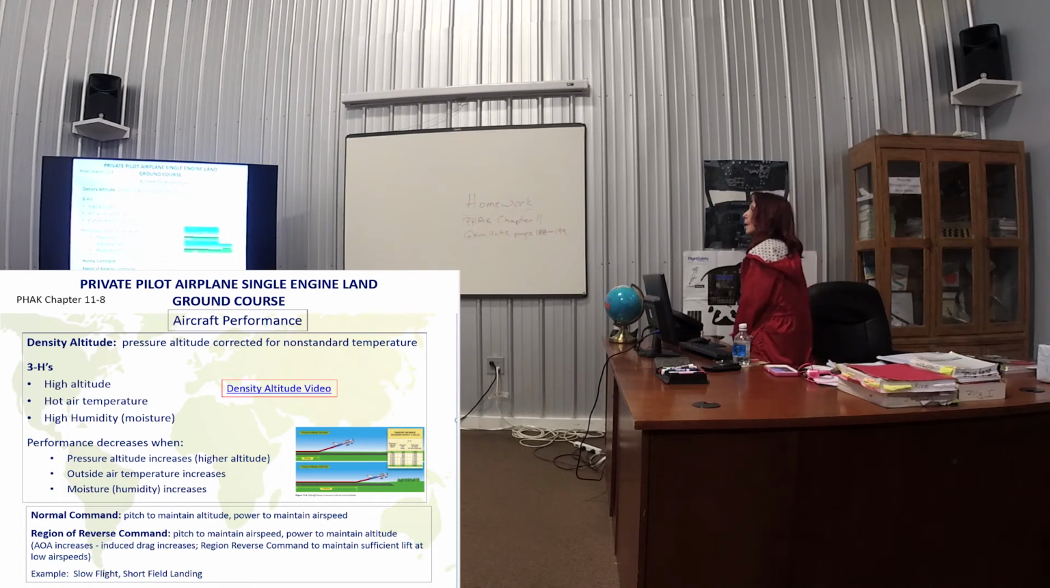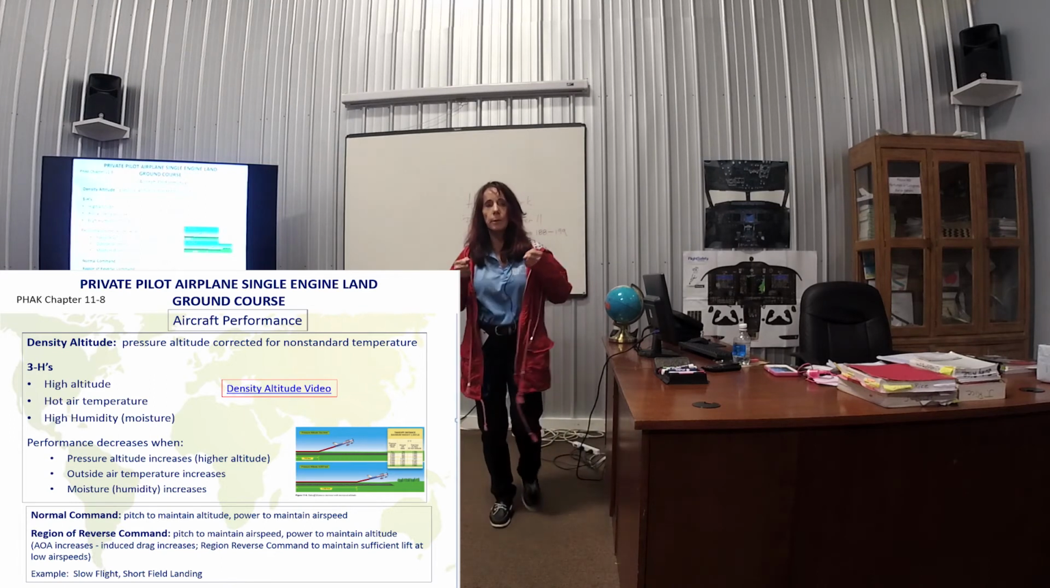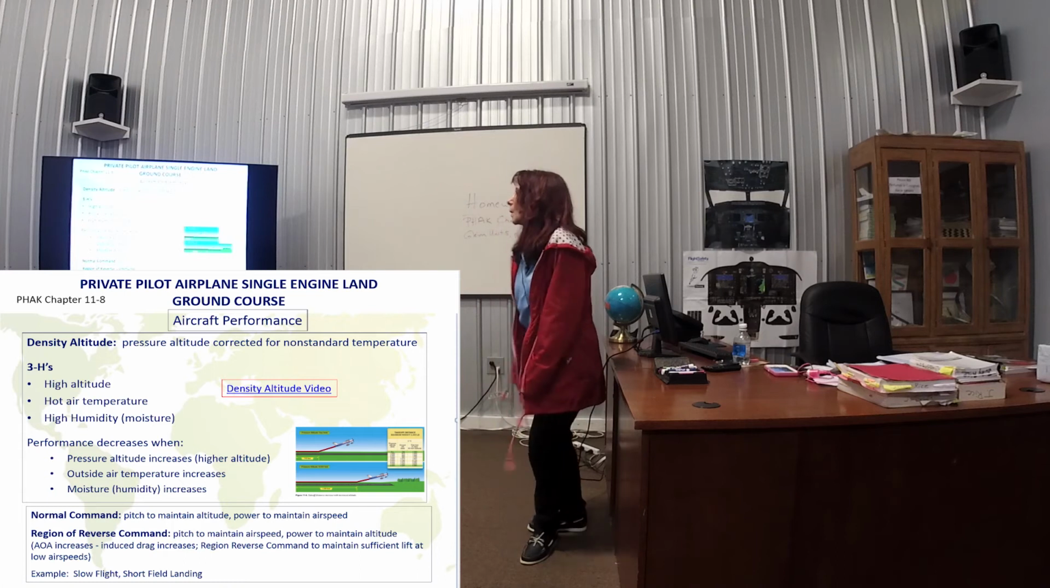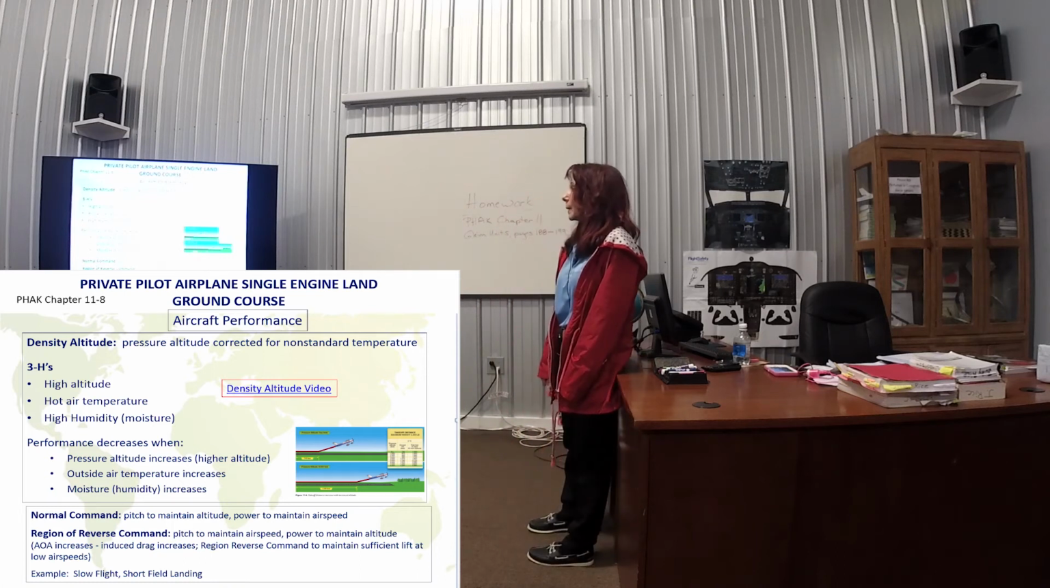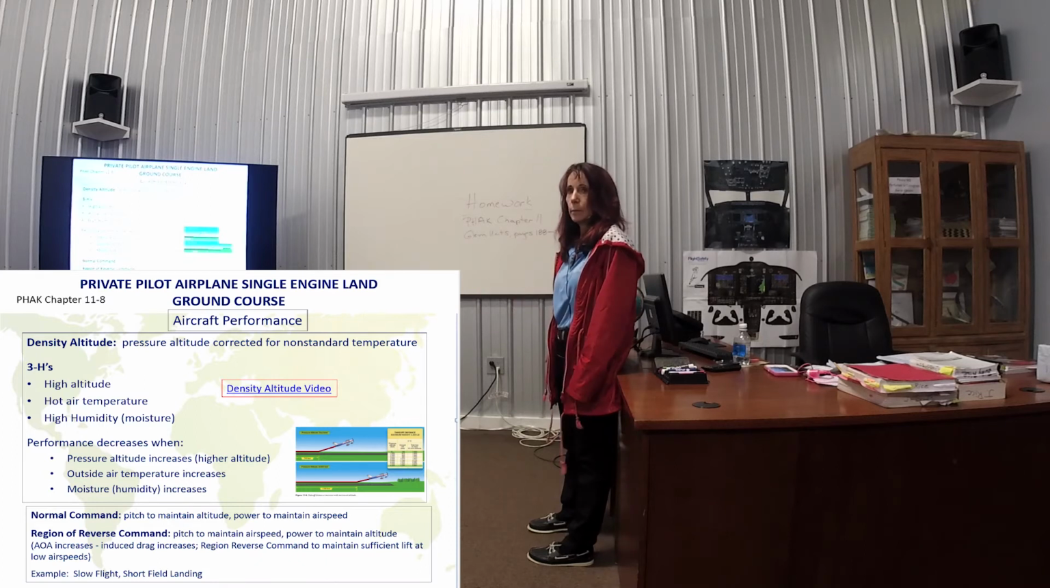Okay, so normal command. Normal command: altitude, airspeed. Region of reverse command: airspeed, altitude. So it's opposite. Juan, did I say that right? Region of reverse command, Juan, how would you describe that? Airspeed.